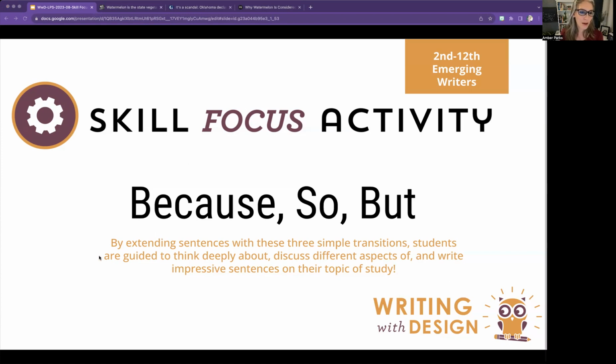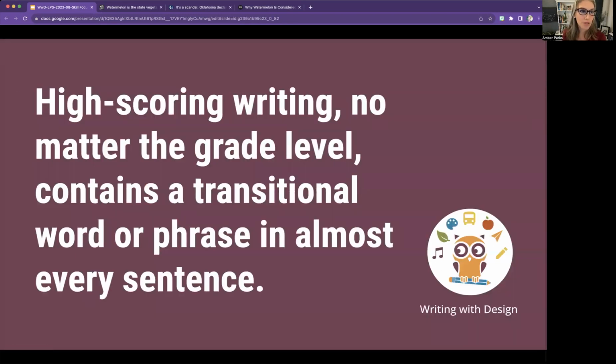So let's talk a little bit further about why we focus on transitional words so much in writing with design. And that's because we know a pretty powerful statistic, and that is that high scoring writing, no matter the grade level, so that could be second grade or that could be 12th grade, has about a transitional word or phrase in nearly every sentence. And we're not talking first, then next, last, and finally. We're talking about the more subtle ones that we're beginning to introduce today, and we'll even have some more subtle ones that students can advance into as they get more comfortable with these first three: because, so, but.